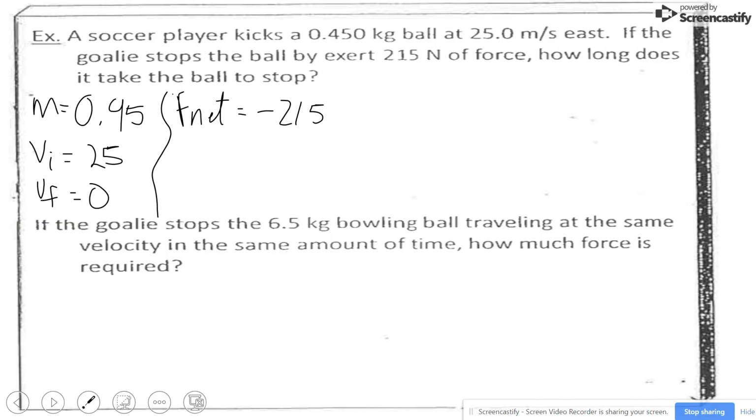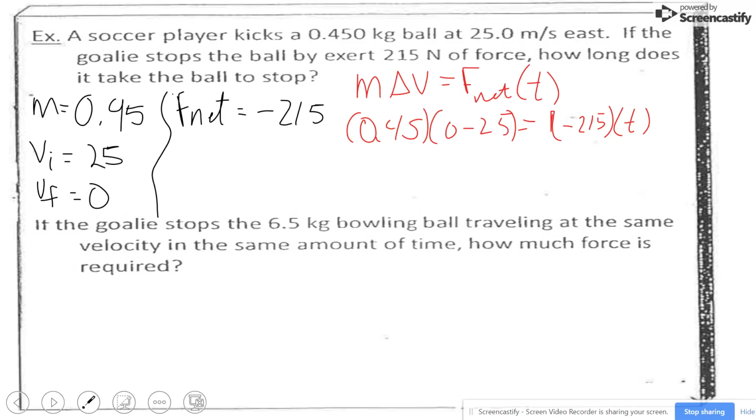So first thing, we're going to start off with our formula. So we have mass times our change in velocity equals F net times time. Again, like I said before, most of the time we're using this equation right here. So we know our mass is 0.45. We're going to multiply that by 0 minus 25 because, again, it's final minus initial. And that's going to equal our force, which is negative 115, multiplied by our time.